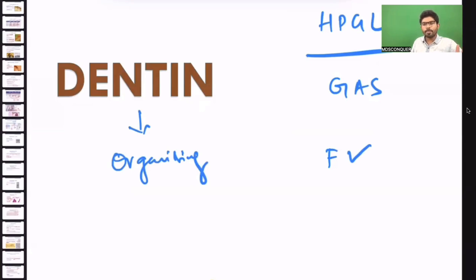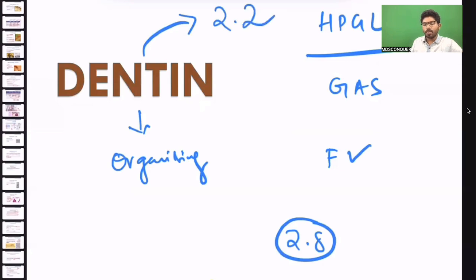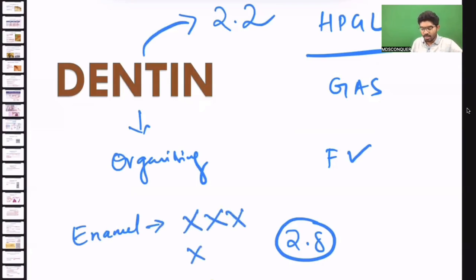Specific gravity of enamel. Very good, 2.8. Dentin? 2.2. What is the type of collagen present in enamel? No collagen. Nerves, no nerves. Blood, no blood.